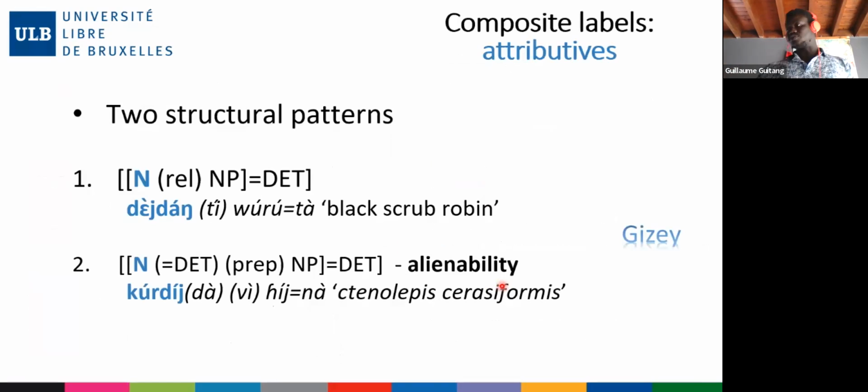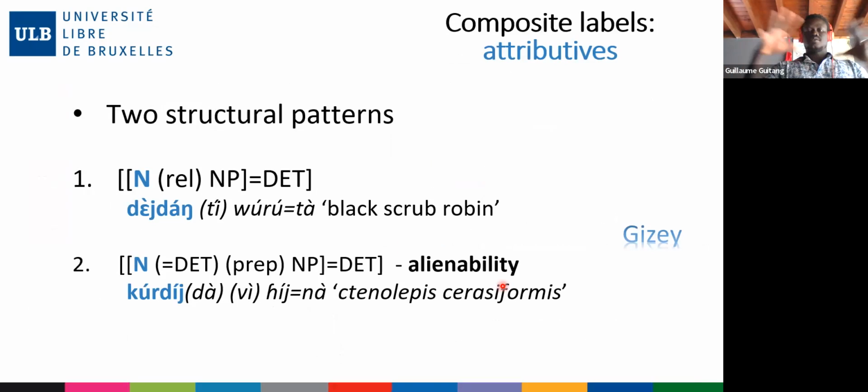So basically, when you look, you can factor out two structural patterns in these binomial labels. The first pattern involves a relator. So you have the head, the category noun, which does not involve an internal determiner. And then you have a relator. Some may want to call it copula, but it's a relator. And then you have a second element, which is either a noun or an idiophone in this position. And then you have an external determiner. So it is either deidang tiburuta or deidang huruta for the black scrub robin.